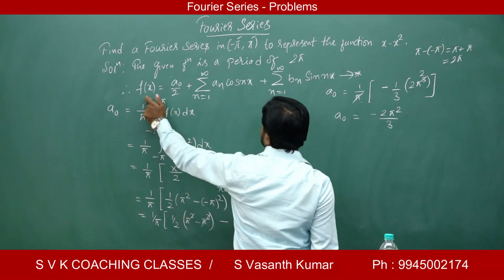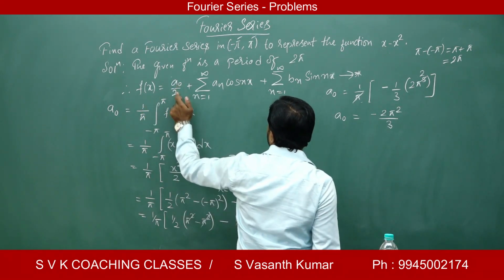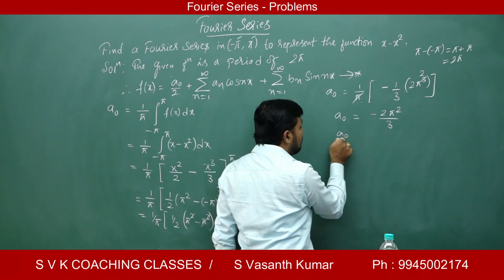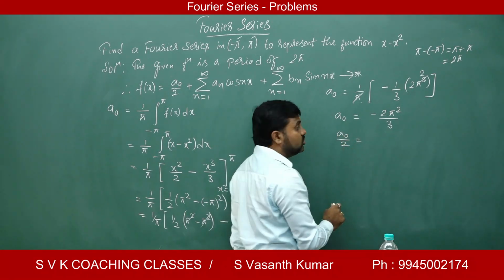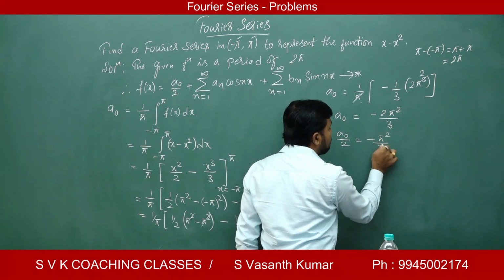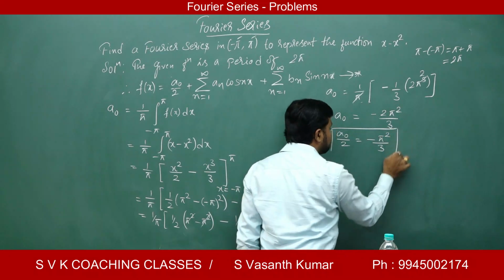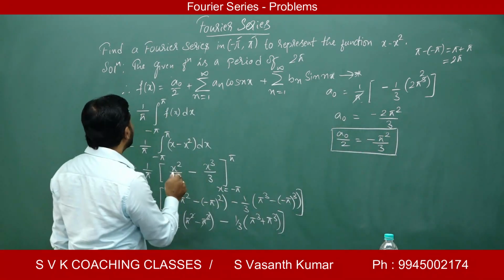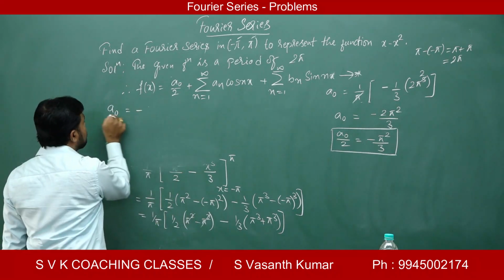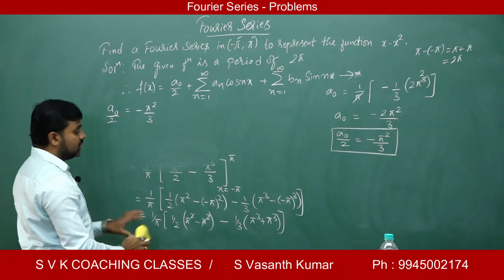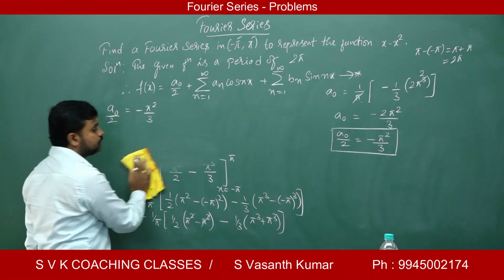In the required solution, we require a naught by 2. Therefore, dividing both sides by 2, we get a naught by 2 equal to, 2 by 2 get cancelled, minus pi square by 3. This is what a naught by 2 is: minus pi square by 3.